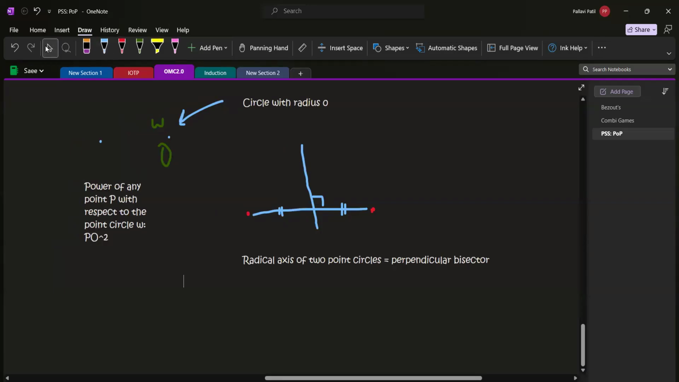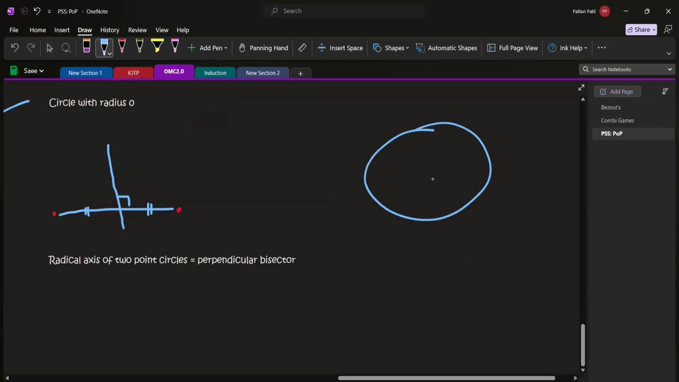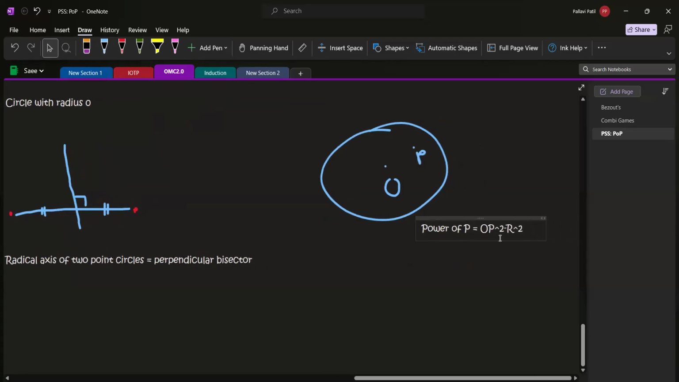That's one way to think about it. Another way is into the formula that we had. So what was the formula? The power of a point with respect to a circle with center O, if we have this point P, then I think Pranav mentioned this formula that it's OP squared minus R squared, where R is the radius of the circle. Power of P is this.